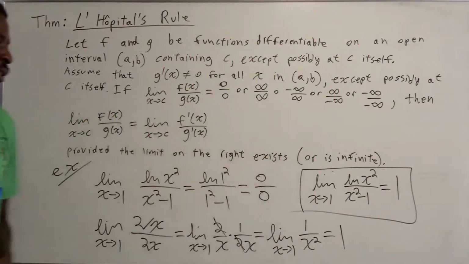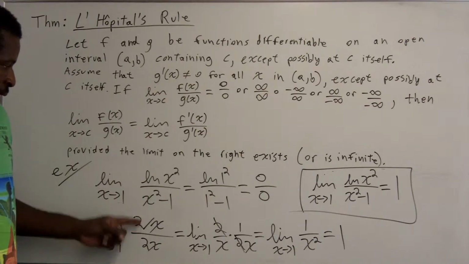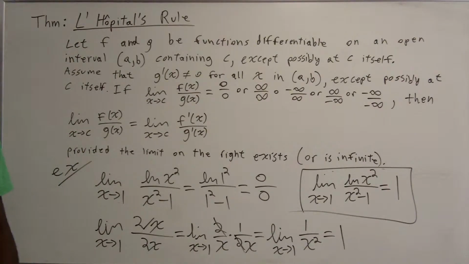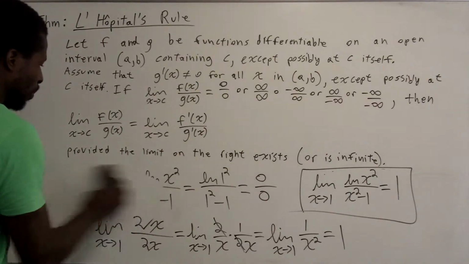So by L'Hopital's rule, this is the limit. All I had to do was take the derivative of the numerator, the derivative of the denominator, and then proceed to take the limit of that quotient. So that is L'Hopital's rule. Let's take a look at one last example.